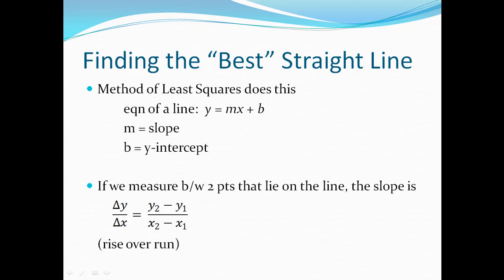data points. We're going to be applying this procedure in lab as well as in all the problems that we do here in lecture. As most of you already know, the equation of a straight line is y equals mx plus b, where m is your slope and of course b is your y-intercept. And the slope is defined as rise over run, so the change in y over the change in x.